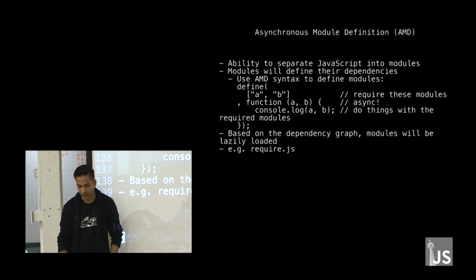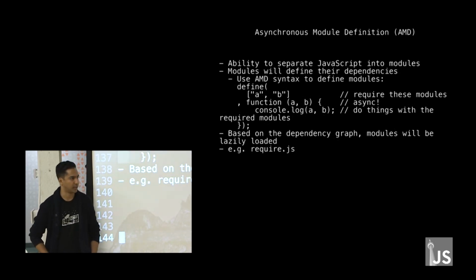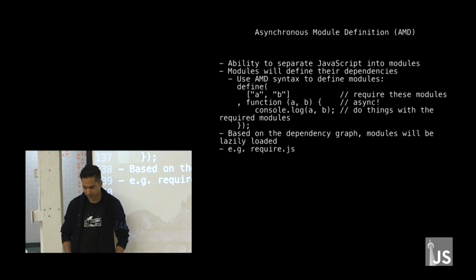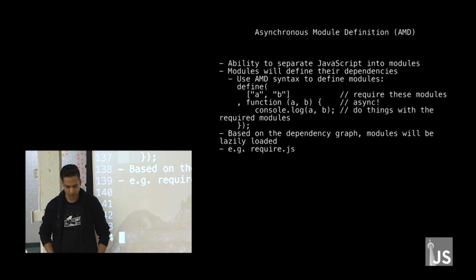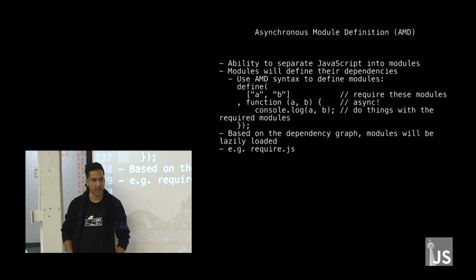Since then, we've had something called asynchronous module definition, or AMD for short. This gives you the ability to separate your JavaScript into modules. Rails gave you the ability to separate your JavaScript into files; this gave a more modular approach. You're defining module by module, and generally speaking, they're smaller than files. Modules will define their dependencies, and then AMD will load in the dependencies for each module on demand.